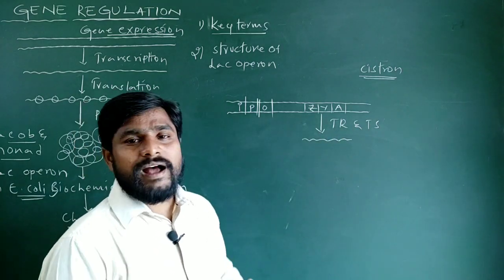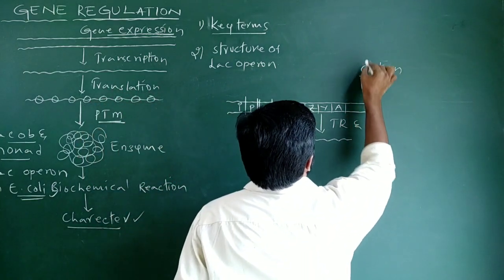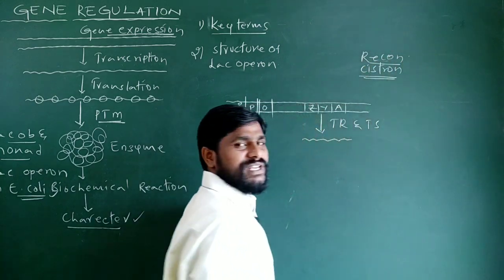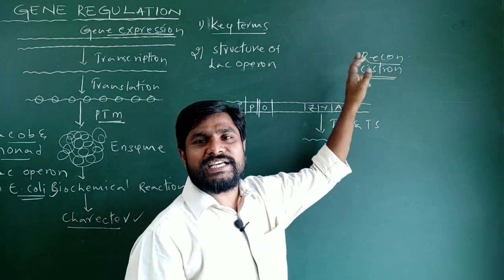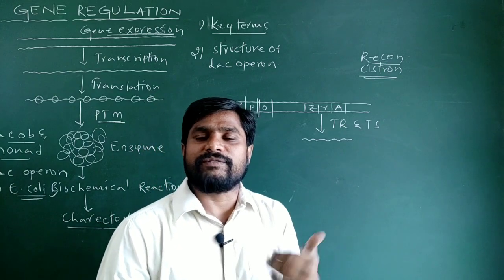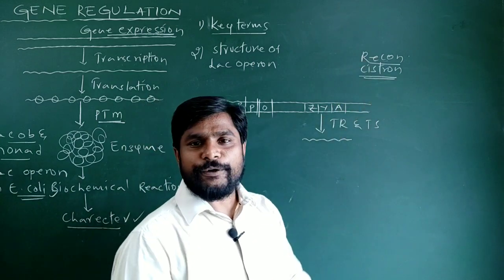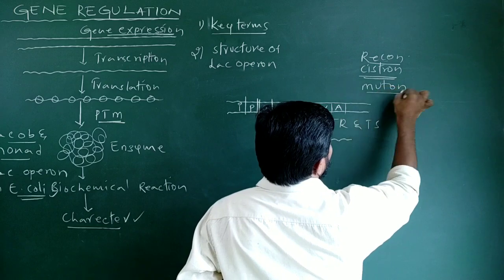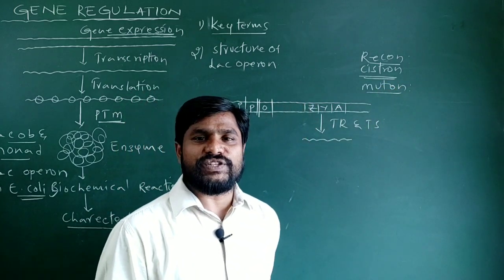Like cistron, there are other units of DNA. Those are recon. Recon is also a unit of DNA, defined as the segment of DNA that undergoes recombination during the process of crossing over. We can also consider this recon as a unit of DNA. Another one is muton, the segment of DNA which can undergo mutations.